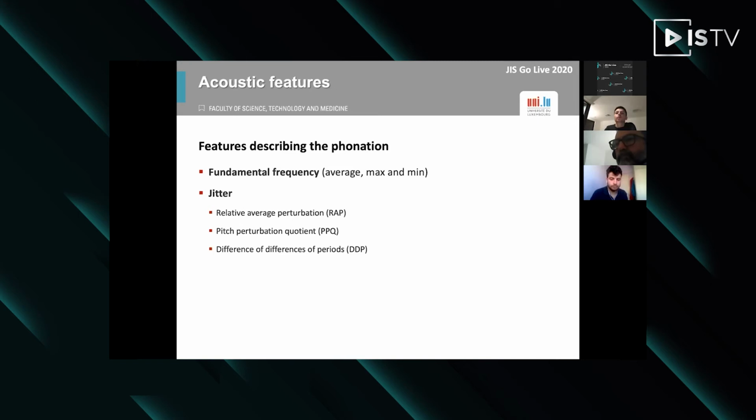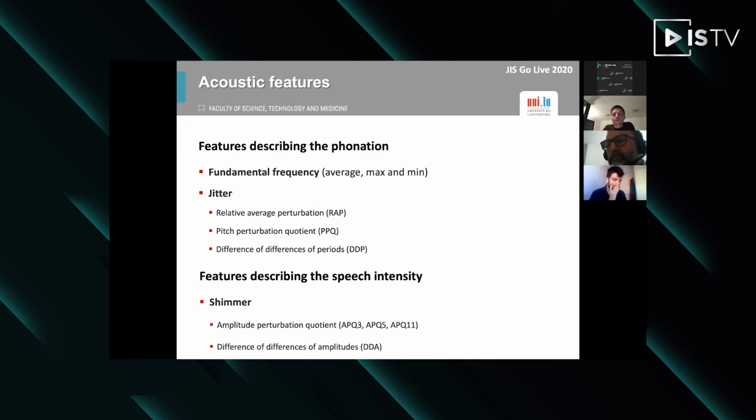There are various acoustic features that can be extracted from the speech signal, and these are, for example, features that describe the phonation, such as fundamental frequency or jitter, which measures variability of the fundamental frequency from one to another cycle of opening and closure of the glottis. Then there are features that describe the speech intensity, such as shimmer features that measure the variability of the amplitude from one to another cycle.